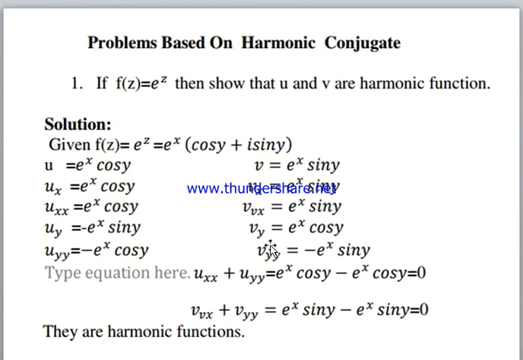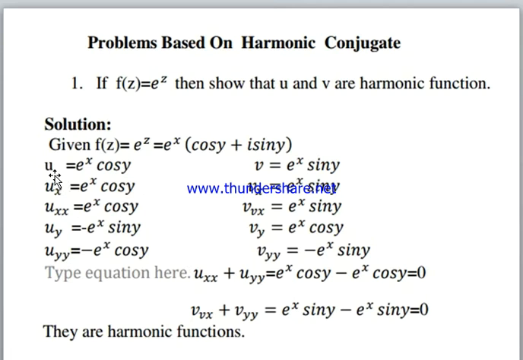Next, going to a small example on harmonic functions. If f(z) is equal to e^z, then show that u and v are harmonic functions. First, you have to take u and v, that means from f(z) we have to separate the real and imaginary parts. That is, f(z) = e^z = e^x (cos y + i sin y), because e^(x+iy) is written as e^x times e^(iy), and e^(iy) is equal to cos y + i sin y. So that's how we get e^x (cos y + i sin y).